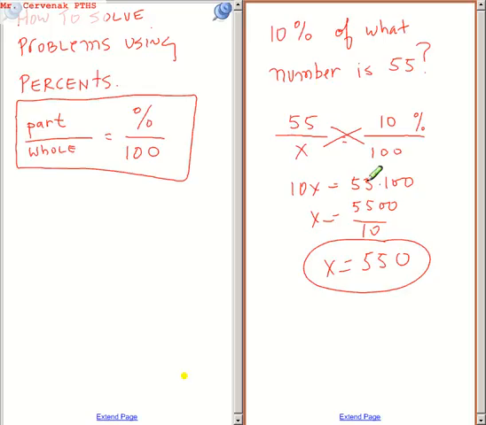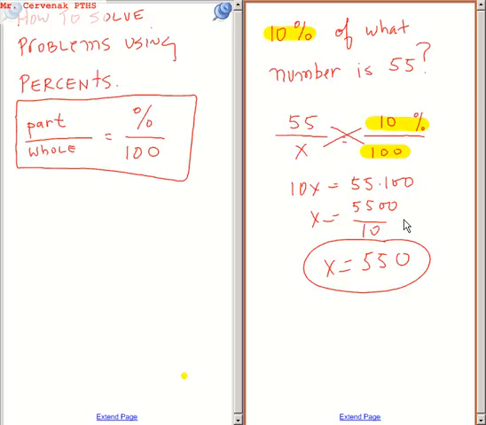Finally, we can solve problems where we find another missing number. 10% of what number is 55? 100 is always filled in first. Look for a number with the percent symbol. 10% comes from up here.